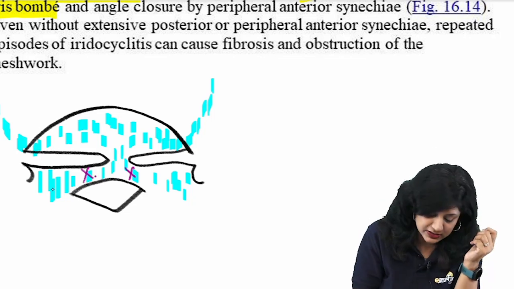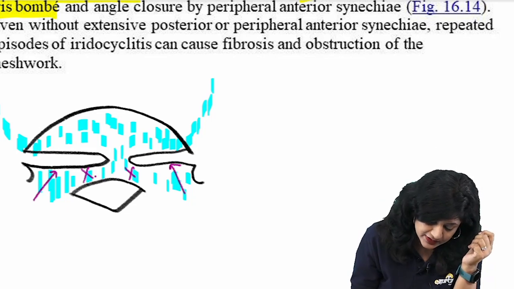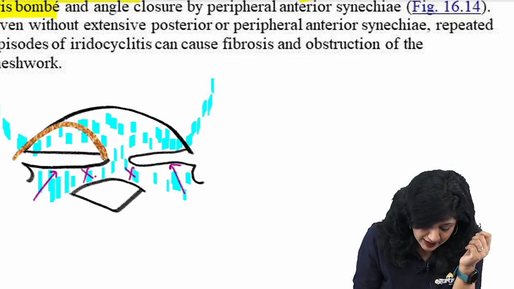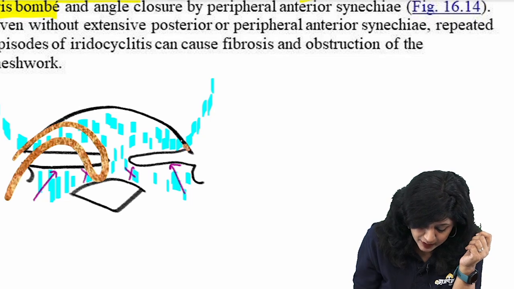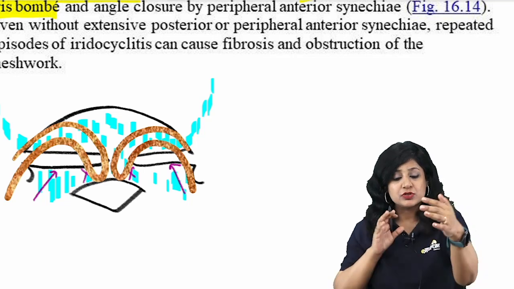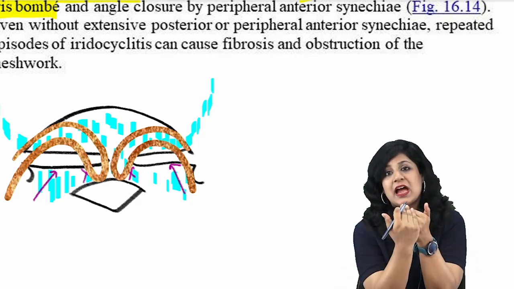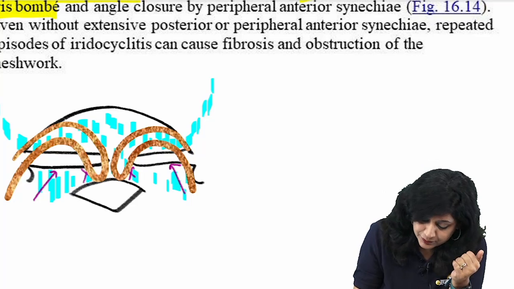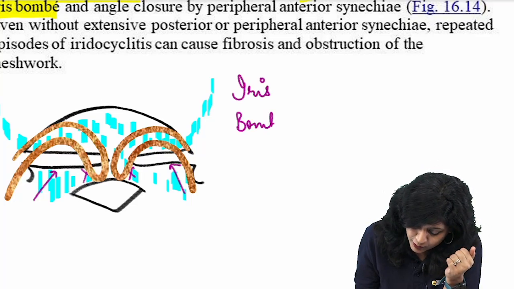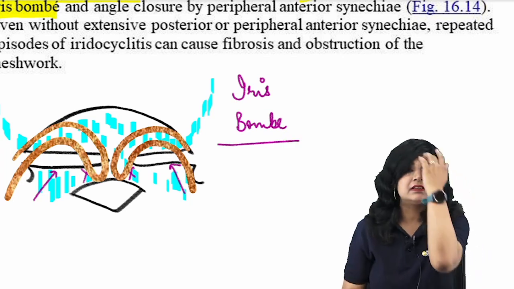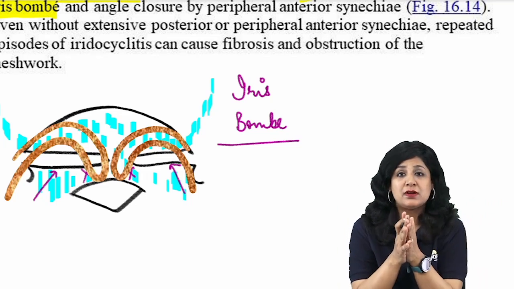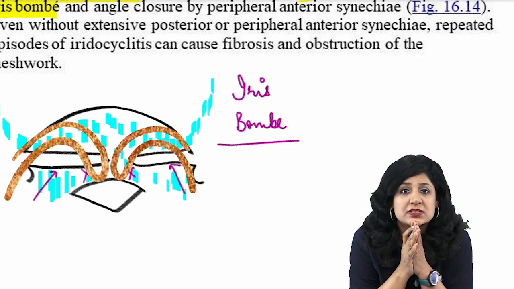So, what is happening? The aqueous humor is pushing the iris. When it is pushing the iris anteriorly, the iris is going to have ballooning. This kind of ballooning of the iris will take place due to the collection of aqueous humor behind. So, this ballooning of the iris and touching of the iris over the cornea is actually called the iris bombe formation, which will lead to sudden closure of the angle of anterior chamber, and obviously it will lead to acute congestive glaucoma.